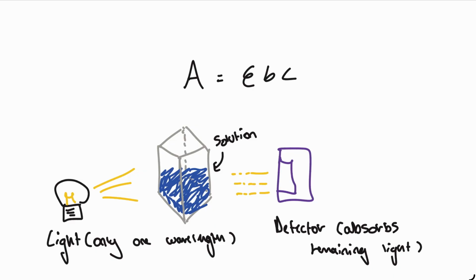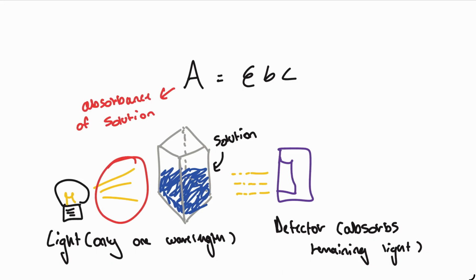There's an equation which goes alongside colorimetry, and it reads capital A equals epsilon times B times C. A stands for the absorbance of our solution. That's how much of this original light our solution is going to absorb. It doesn't have any units to go with it.